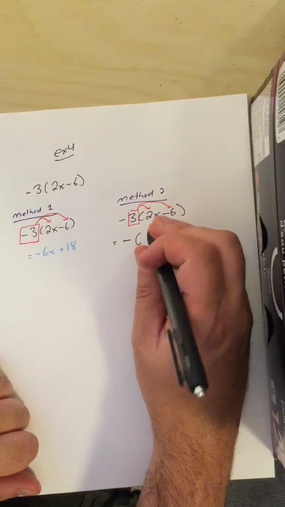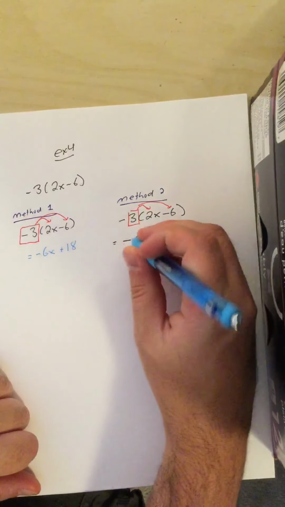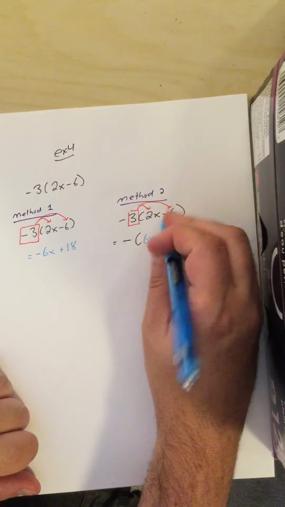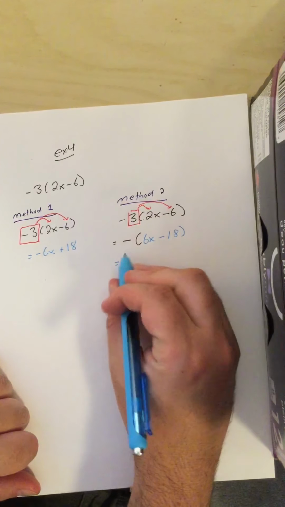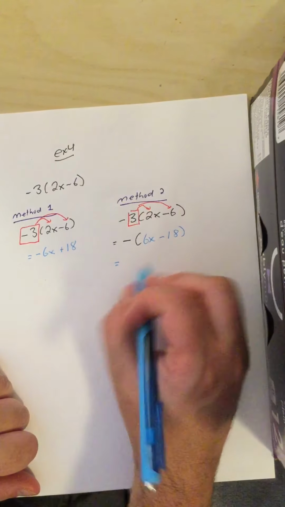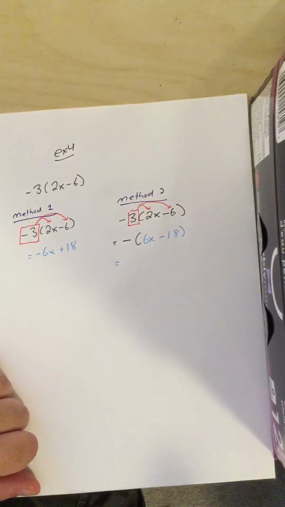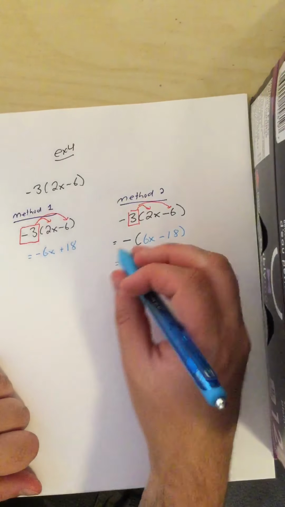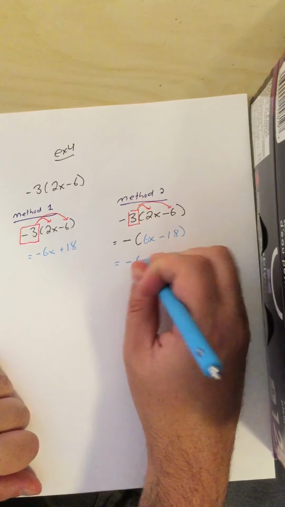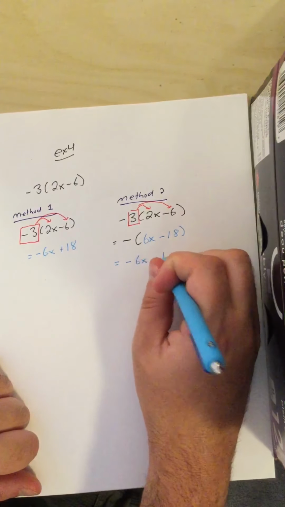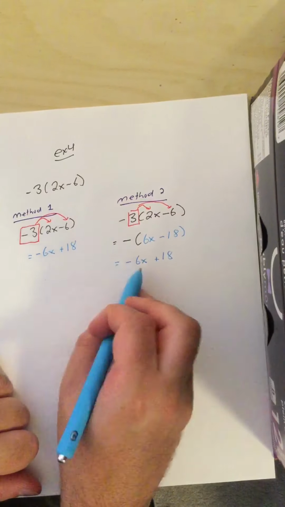3 times the 2 is 6x, and the 3 times the negative 6 would be negative 18. Now when there's a negative in front of the bracket, it goes back to the previous lesson. When we get rid of the bracket, we change the sign of everything in the bracket. And so there's a minus in front of the bracket, so that becomes minus 6x, and the minus 18 becomes plus 18. And either way, you end up with the same answer.